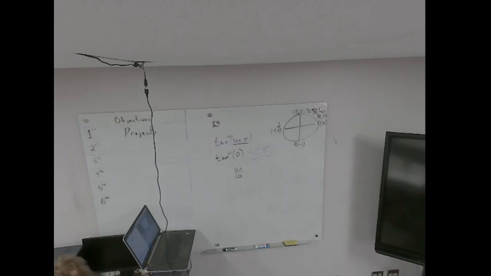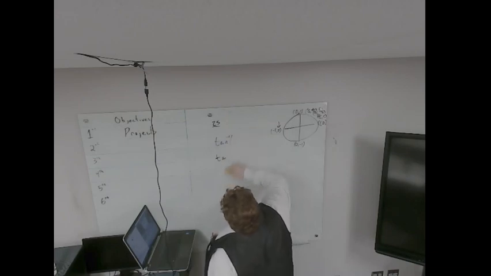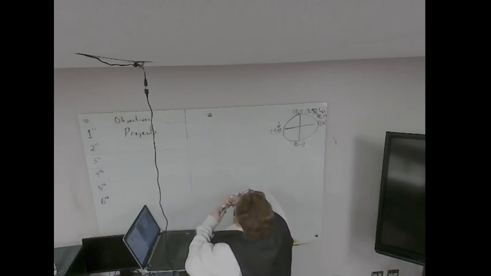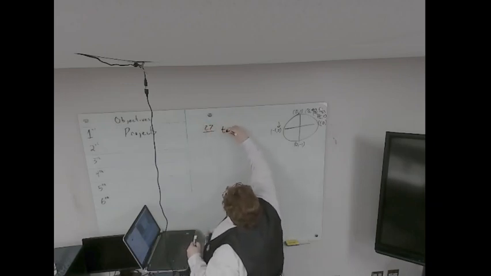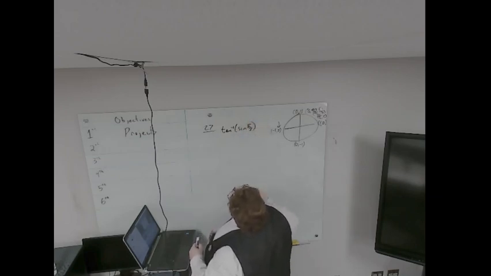Want to do another one with that? Sure. Okay. Pick one. I don't know. 27. 27? Yeah. Alright. What does 27 say, Scott? Inverse of tangent, and then sine pi over 3. Okay.